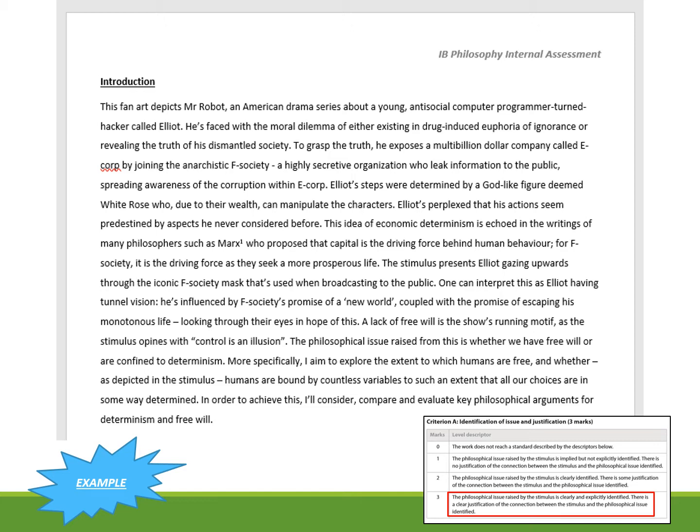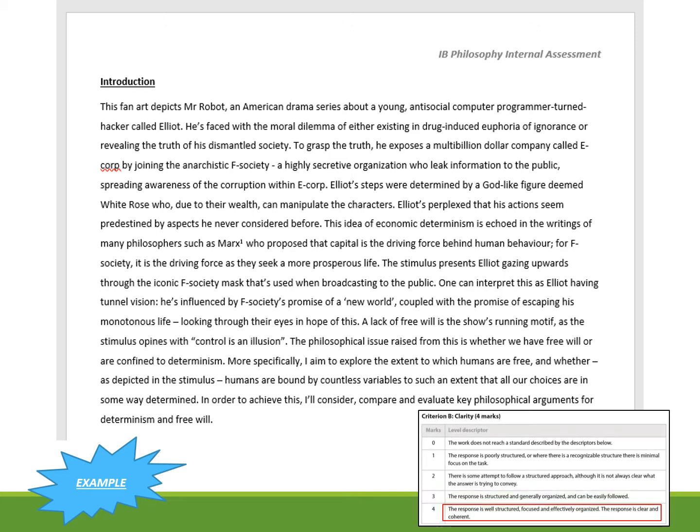Feel free to look at that as a good example of how to introduce your IA and how to make the link between the stimulus and the philosophical issue or question which your IA is going to begin to discuss.